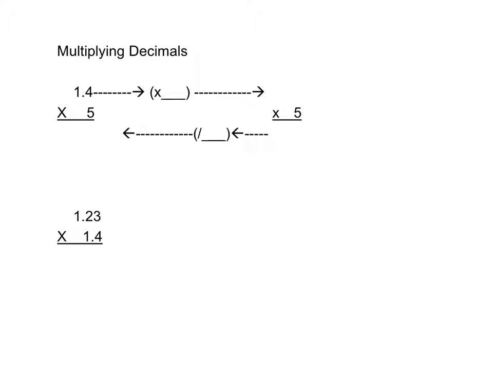So here, for example, I have 1 and 4/10. I want to create a whole number to multiply. So I'm going to multiply this by 10 to the first power, because 1 and 4/10 times 10 to the first power is going to give me 14. And I'm just going to put the decimal point at the end to remember that I need to put it back in at the end.